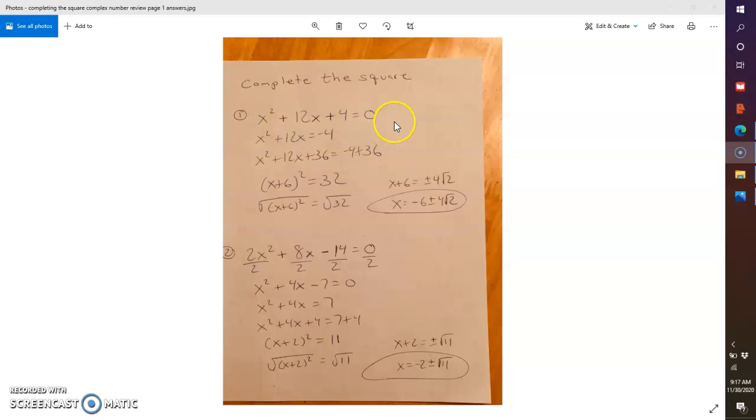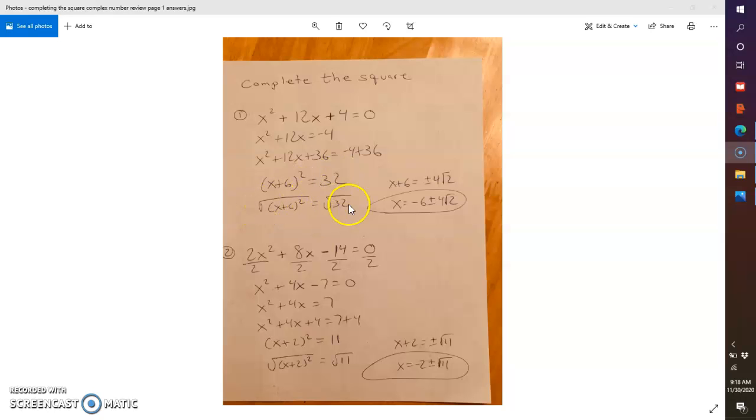So we subtract the 4 over, we move that constant over, and now the big step of half the middle term, squaring it. What's half of 12? It's 6. And 6 squared is 36. We add 36 to both sides. When I factor x squared plus 12x plus 36, I get x plus 6 squared. You'll always get that binomial squared, and then negative 4 plus 36 is 32.